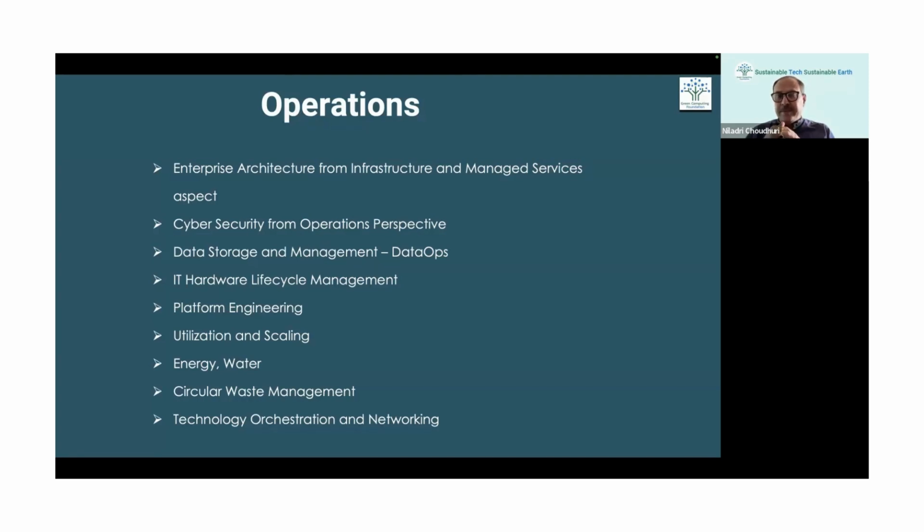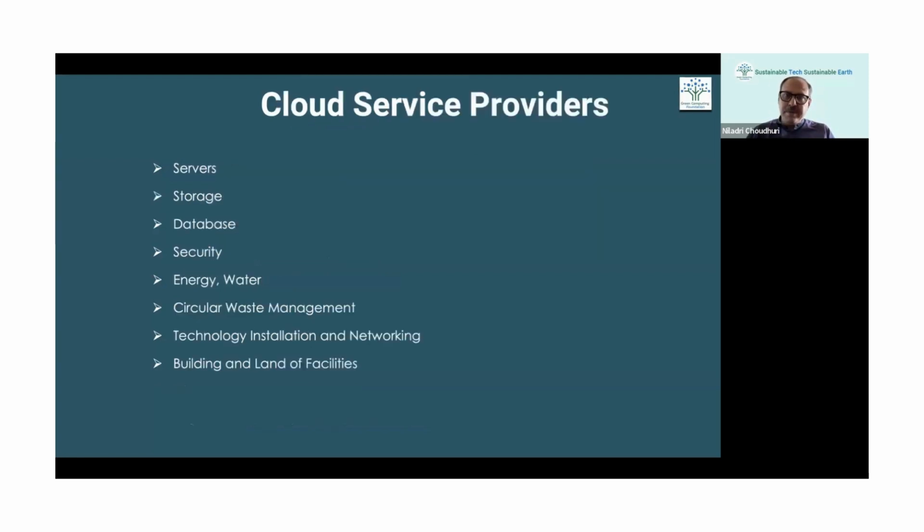Utilization and scaling of resources, energy and water usage or wastage, whichever way you want to call it, circular waste management, and technology orchestration and networking. We have to look at all of these from the operations point of view. Cloud service providers, we have to look at their usage of servers, storage, database, security, energy and water, circular waste management, technology installation and networking, building and land of facilities.